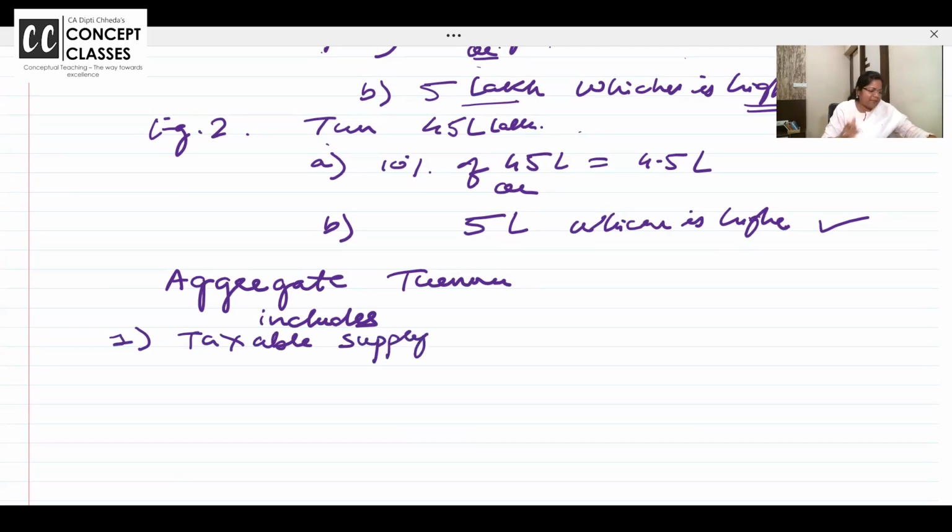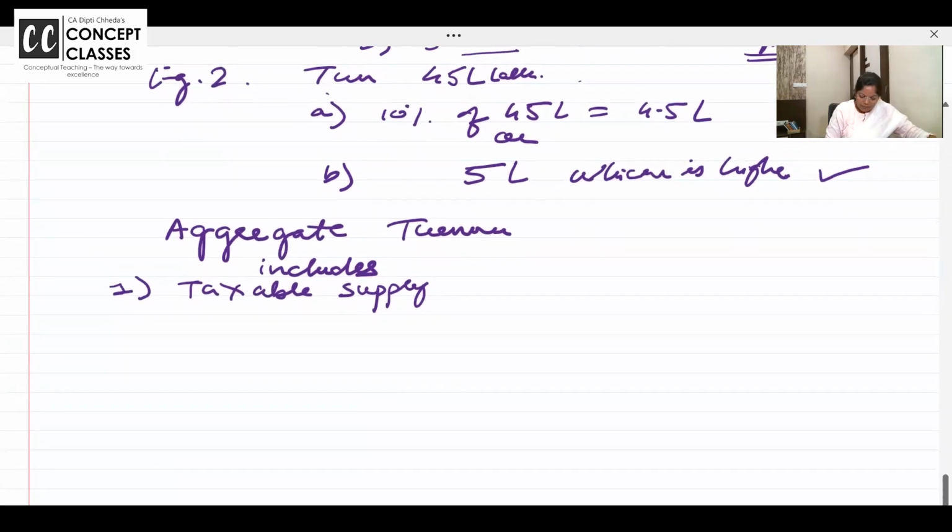Whatever is your taxable supply. And very smartly, I'm making you write supply. Goods hai, services hai, sab. Then exempt supply.